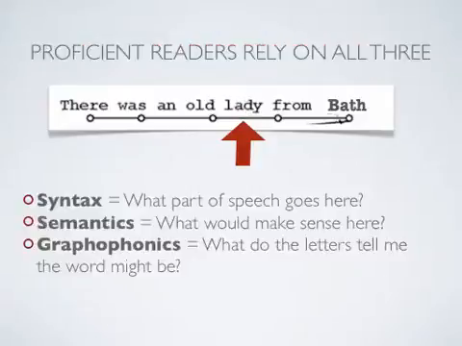Proficient readers, though, rely on all 3 cueing systems. All 3 help us identify that what's missing here is the word lady. The purpose of doing a running record is to learn whether you're working with a reader who over or under relies on certain cueing systems.